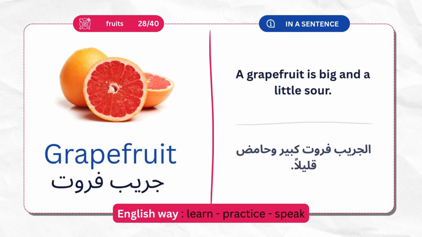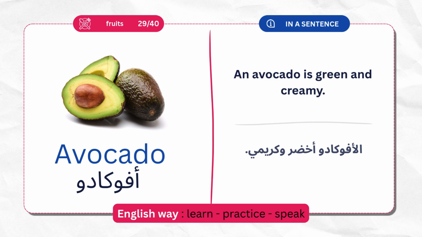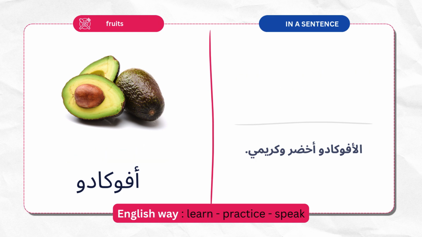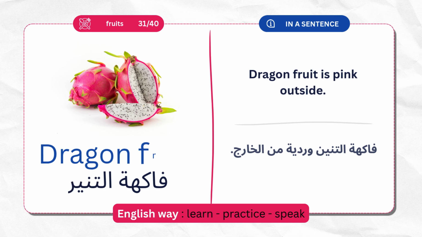Grapefruit. A grapefruit is big and a little sour. Avocado. An avocado is green and creamy. Passion fruit. Passion fruit is sweet and sour. Dragon fruit. Dragon fruit is pink outside.